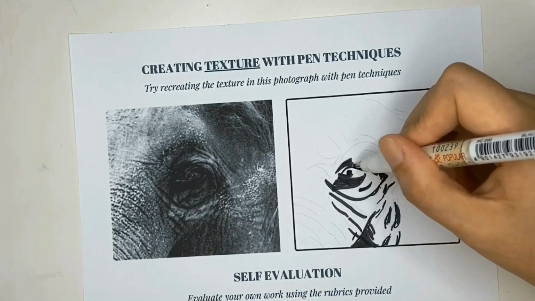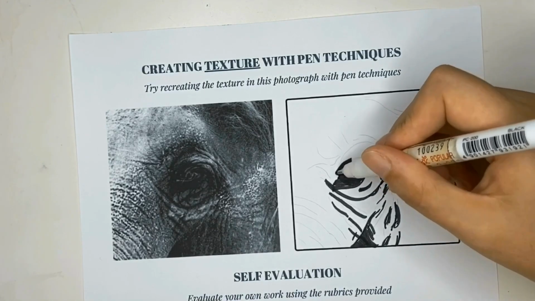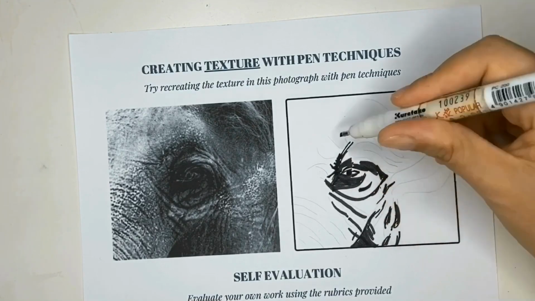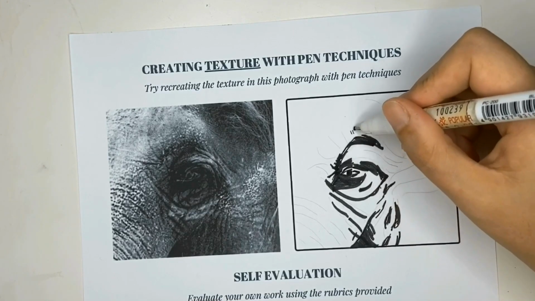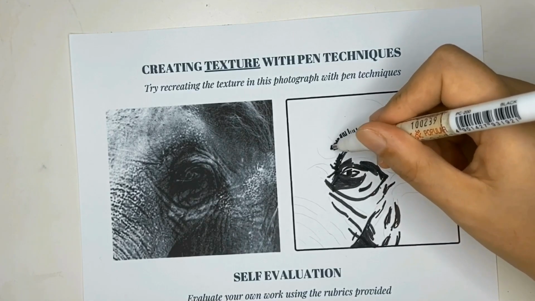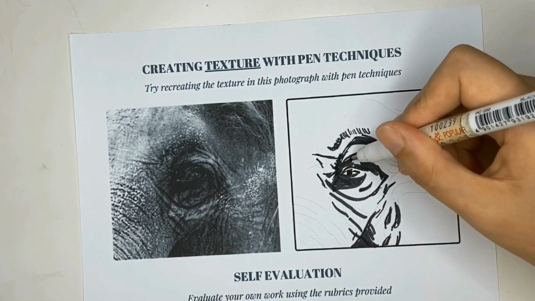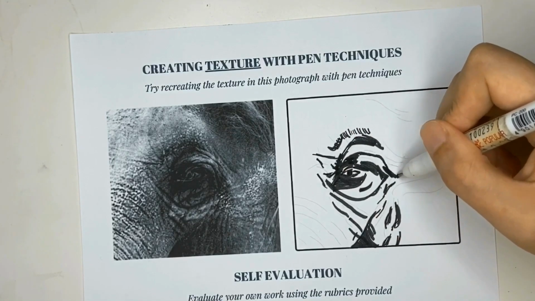Always remember to look back at the reference photo as you continue to do your drawing. And because the texture we are creating in this drawing is quite rough and it has a lot of details, when we draw, we will use lines that are also short and choppy and also not so smooth.